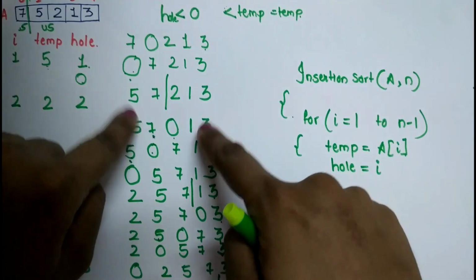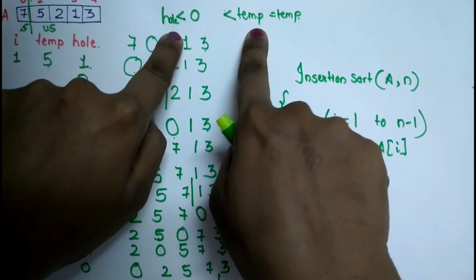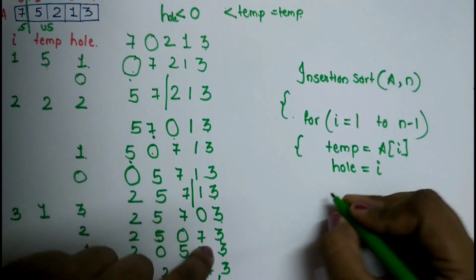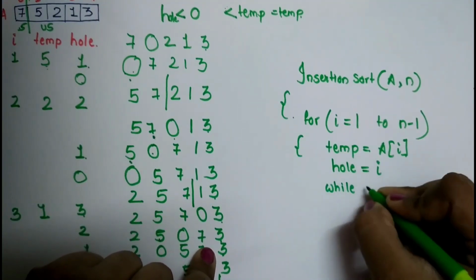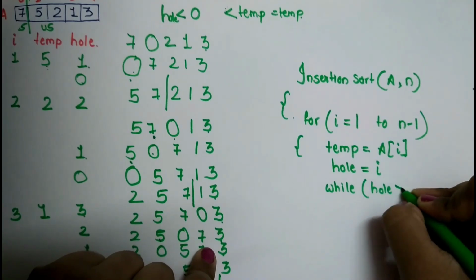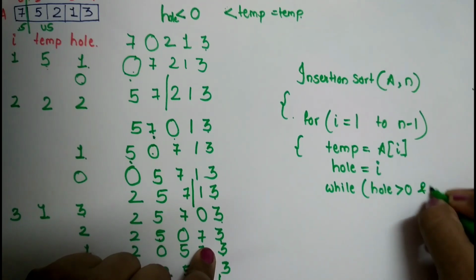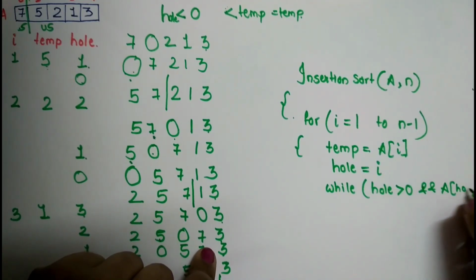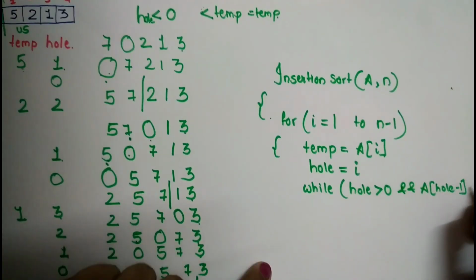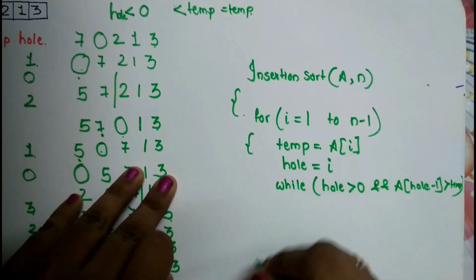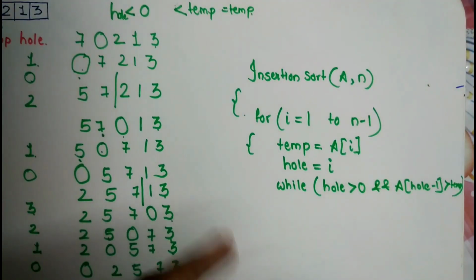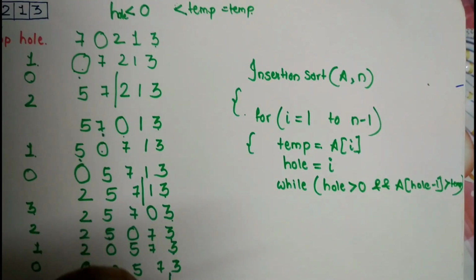Now what will I do? I am just looping until I find my stopping conditions. That will be while hole is greater than 0 and a of hole minus 1 is greater than temporary. These are the conditions that need to be satisfied for this loop to run. This while loop should run on these two conditions only. If any of these conditions gets violated, we have to stop and move out of the loop.